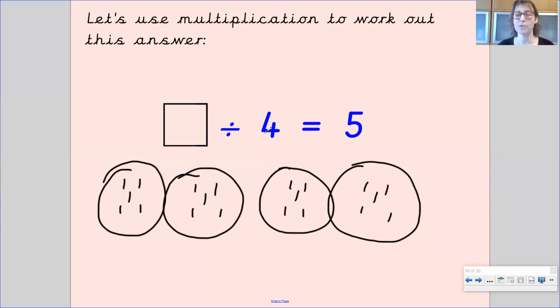So that's what we know. We've got 4 groups and there are 5 in each group. So now what we've got to do is work out how many we had to start with. So we have 5, 10, 15, 20. So although it looks like a division sum, because the big number is missing, we can actually do it as a multiplication sum. So something 4 times 5. 5, 10, 15, 20. 4 times 5.